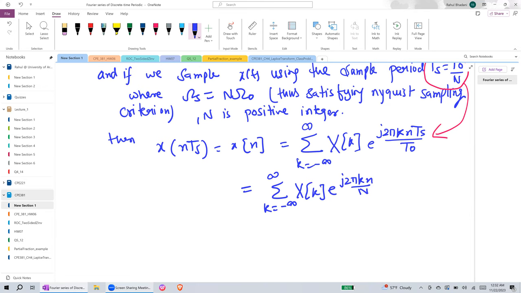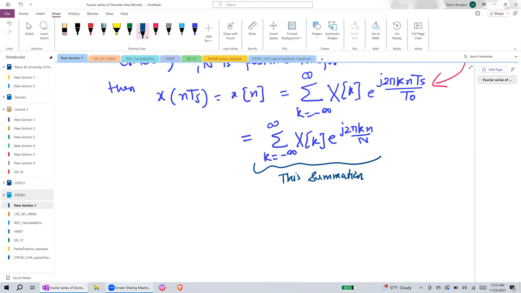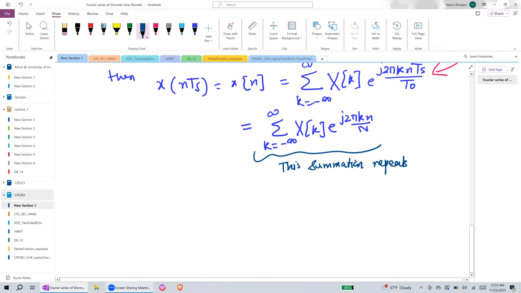Okay, so this we have, and so this summation repeats the frequencies between 0 to 2 pi, because e to the power j 2 pi k n by N is periodic.